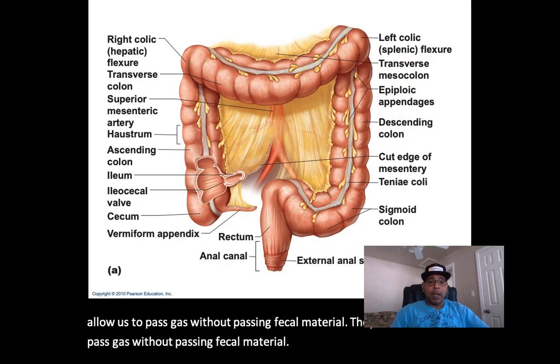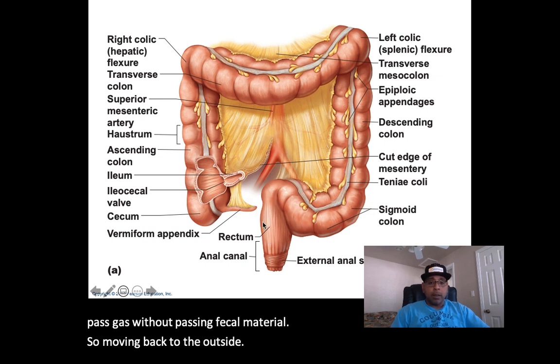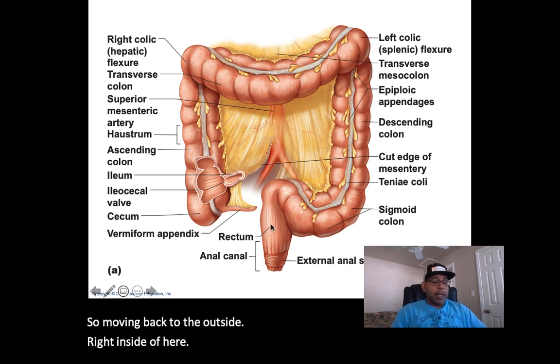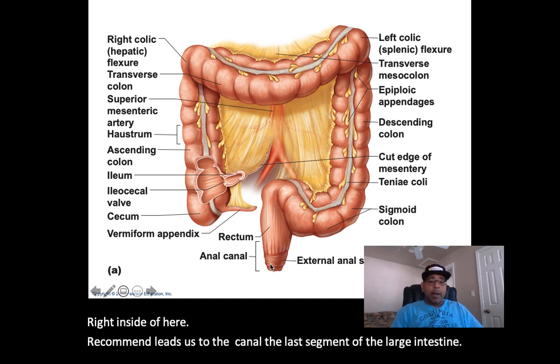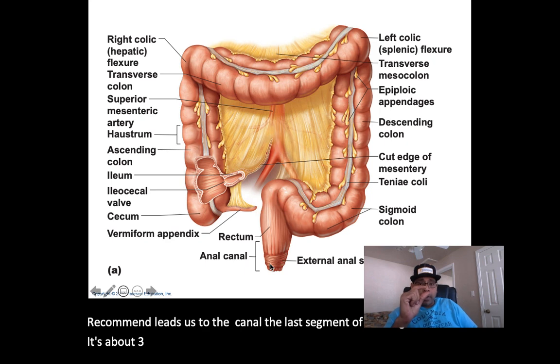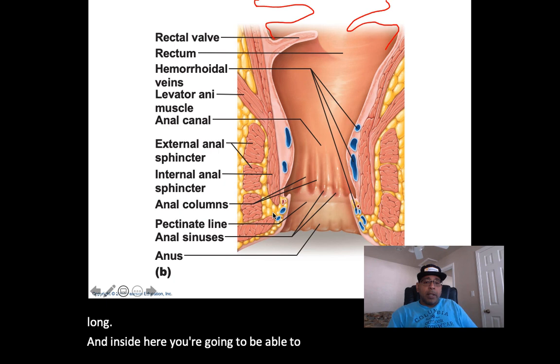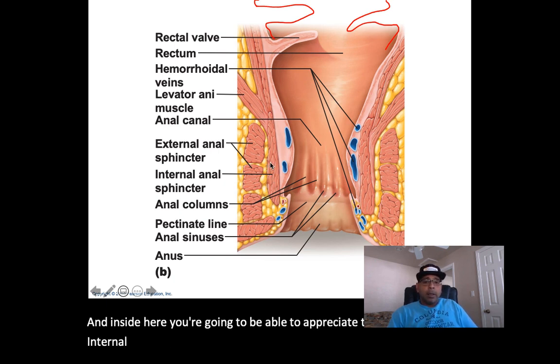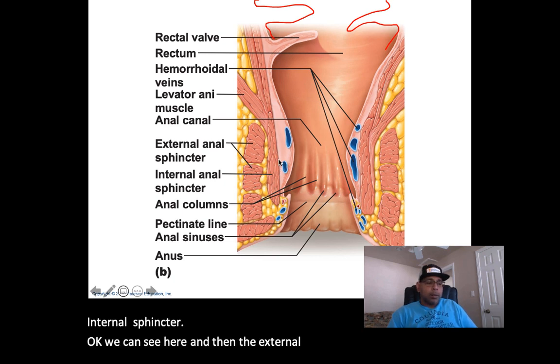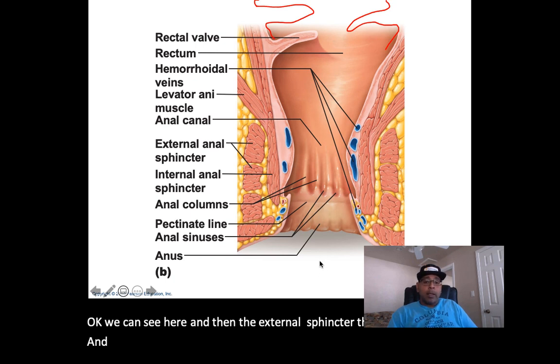So moving back to the outside, the rectum then leads us to the anal canal, the last segment of the large intestine. It's about 3 centimeters long, so it's very small. Inside here, you're going to be able to appreciate the anal sphincters, the internal anal sphincter, and then the external anal sphincter as well. And then here we've got the anus, the opening to the body's exterior.